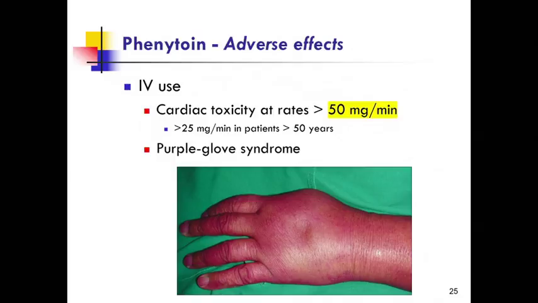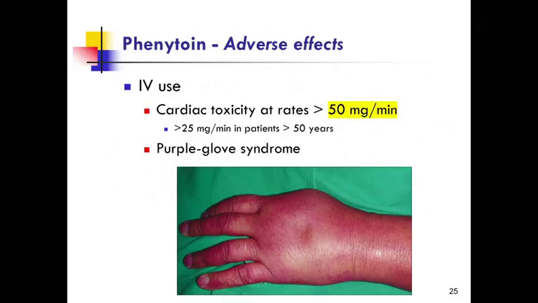Then IV use of phenytoin. There are two things that you should be concerned about. Cardiac toxicity if you infuse the phenytoin too rapidly. So a number of studies have found that if you infuse beyond 50 milligrams per minute, there will be arrhythmias and there will be hypotension. Okay? So our treatment guideline has taken a safer level at 25 milligrams per minute. Okay? Because that will be safer for those with heart disease, elderly. So let's take note of that.